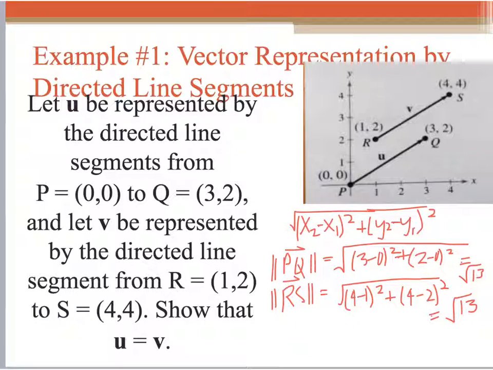So they have the same magnitude, and then as far as the slope, or the direction, goes, they have the same slope. If I look at my graph on the first one, for PQ, I would go up 2 and to the right 3, so that slope is 2/3. And for the other graph, the RS segment, I would go up 2 and again over 3, so it's still 2/3. Not only do they have the same magnitude, but they also have the same direction. Therefore, vector u does equal vector v.